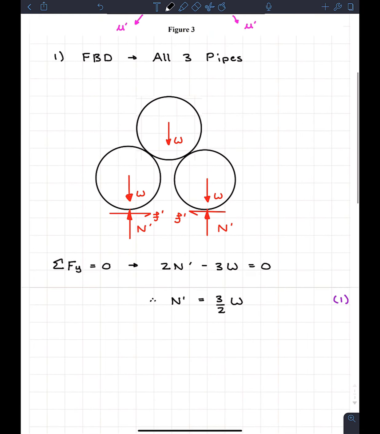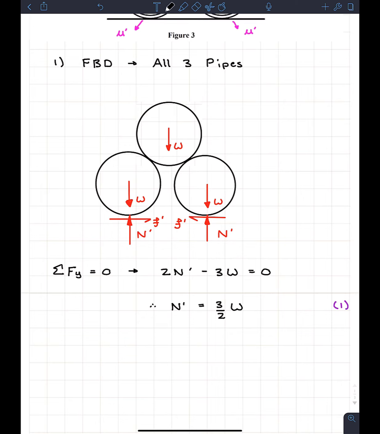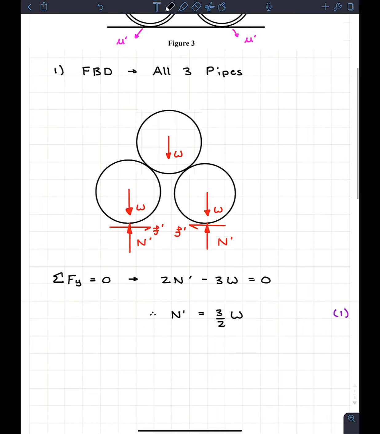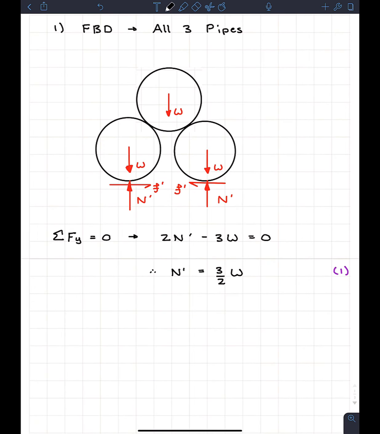But looking at this 3-body diagram, well, we're done. Again, we can't do sum of the forces in X. It'll just give us F prime equals F prime. When it comes to moments, well, we don't know distances, so we can't do any moments. So right now, we're stuck with one equation, and that's N prime is equal to 3 over 2 times the weight.